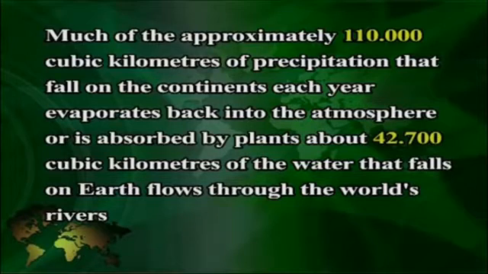Much of the approximately 110,000 cubic kilometers of precipitation that falls on the continents each year evaporates back into the atmosphere or is absorbed by plants. About 42,700 cubic kilometers of the water that falls on earth flows through the world's rivers. Freshwater resources are very unevenly distributed. At one extreme are the deserts where almost no rain falls, and at the other are the most humid regions which can receive several meters of rainfall a year.